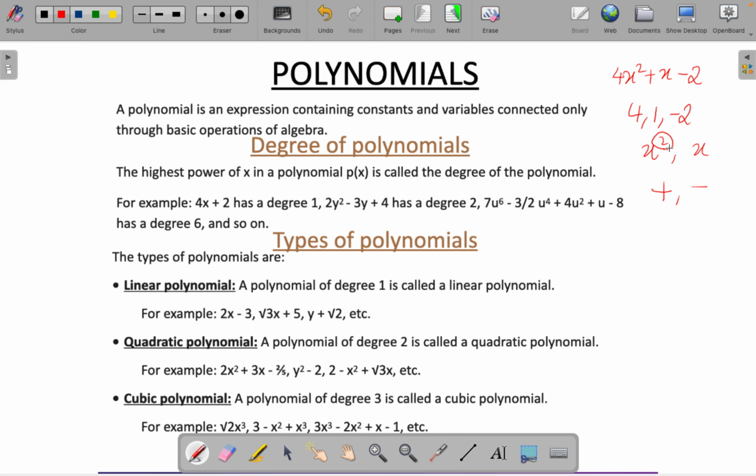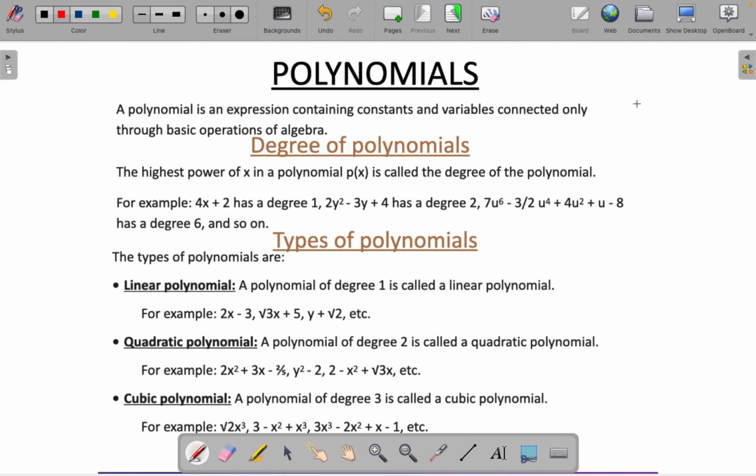Why? Because when we talk about the power, it is a proper whole number. Even if we talk about 2, can I write this 2 as 2x to the power 0? Because we know that anything raised to power 0 is 1. So even 2 is also a polynomial. Why? Because it is 2x to the power 0. That is why it is also a polynomial, or a constant term also. Alright.